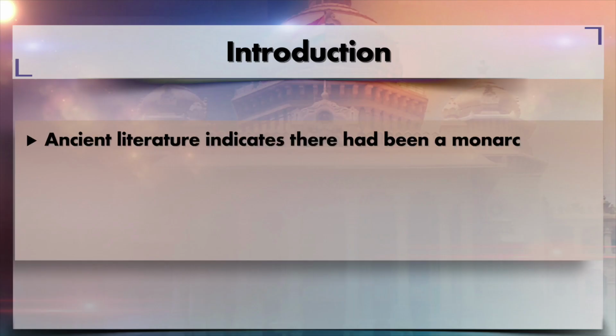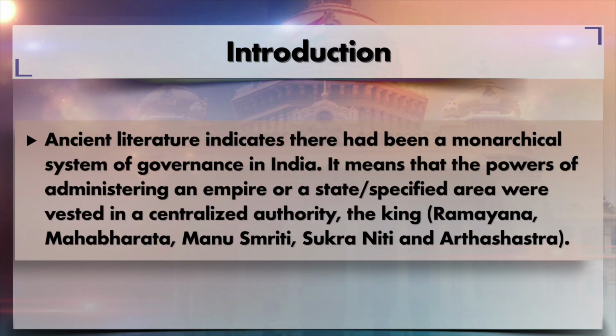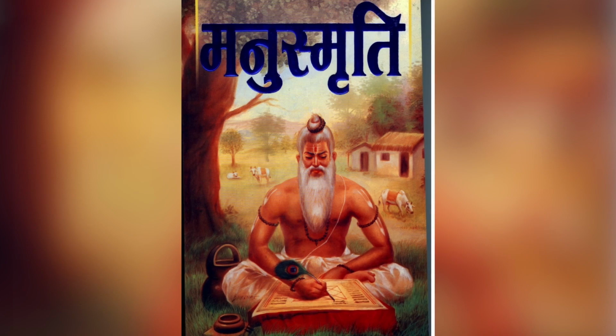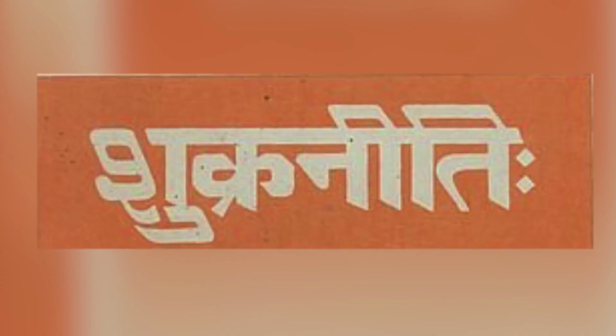As all of you know, during the ancient periods there was a monarchical system of governance. It means that the powers of administering an empire or a state or a specified area were vested in a centralized authority, that is the king. We have many evidences in Ramayana, Mahabharata, Manu Smriti, Sukraniti, etc.